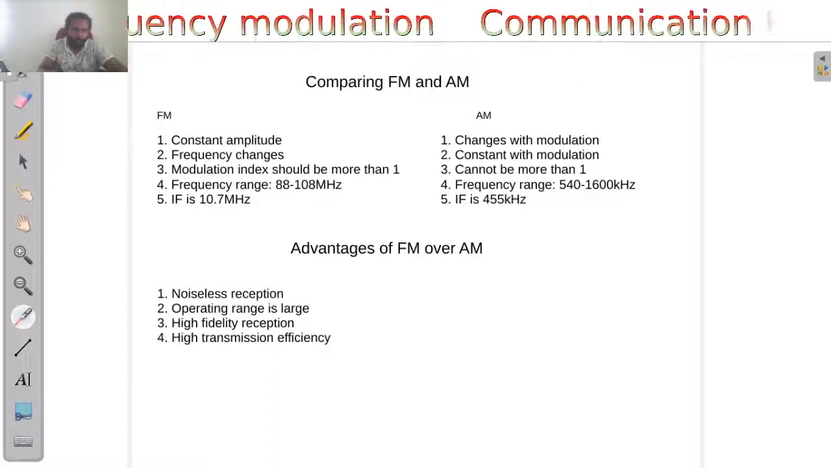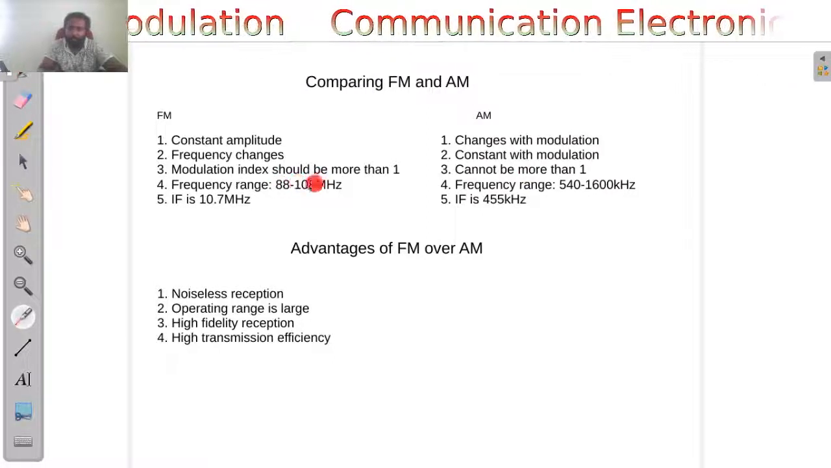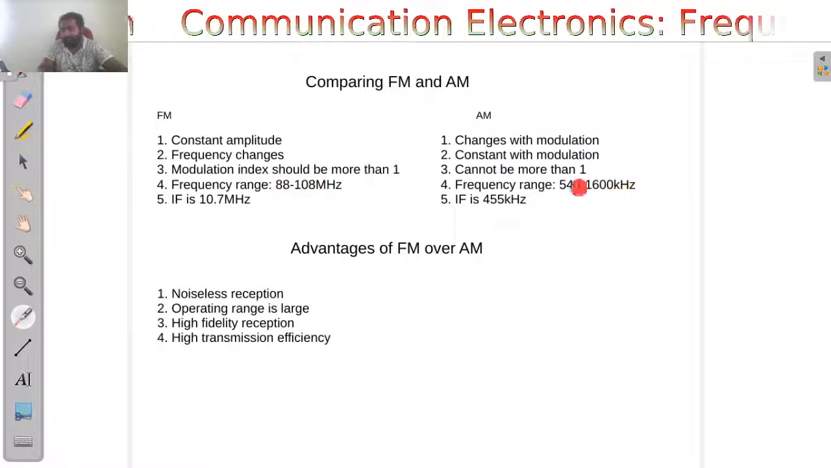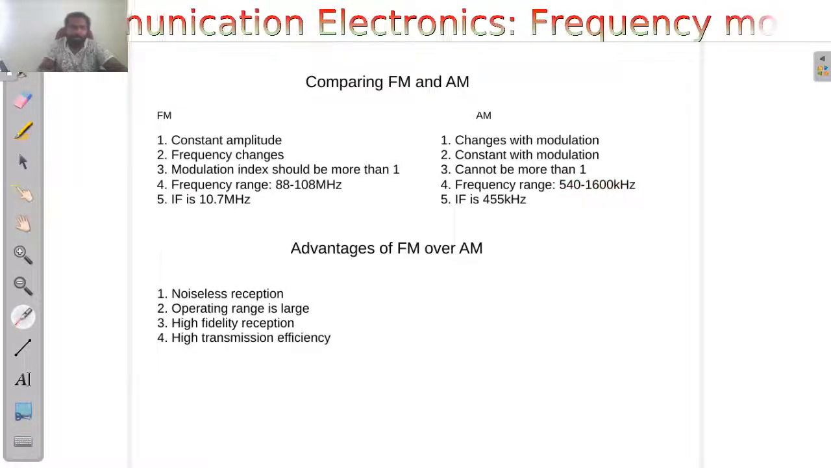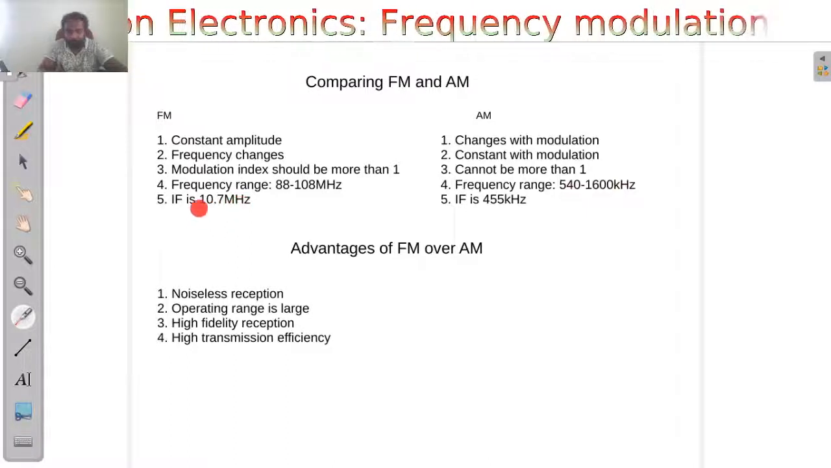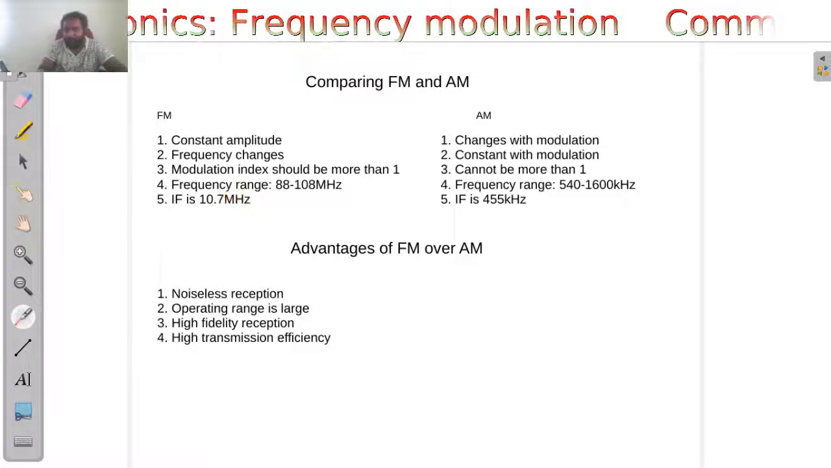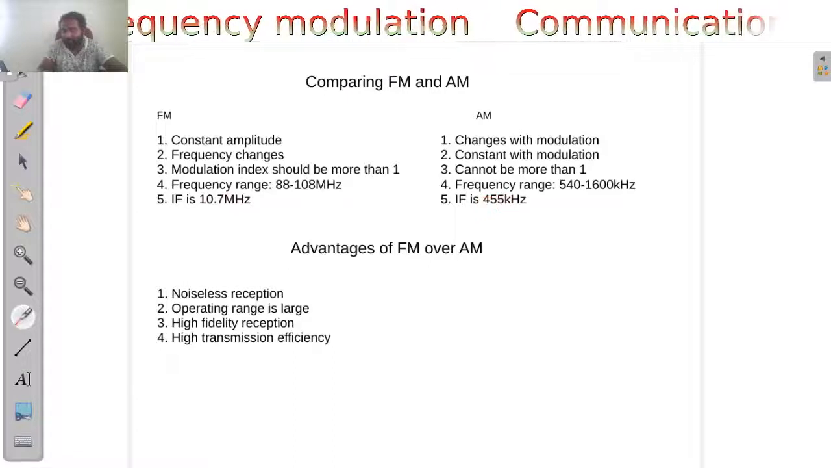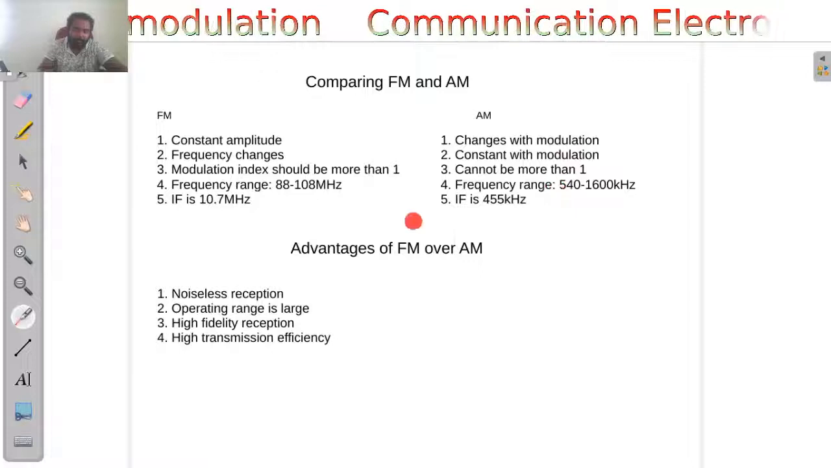The range used for transmission is from 88 to 108 megahertz in the case of frequency modulation, but the frequency range for AM is from 540 to 1600 kilohertz. Similarly, the intermediate frequency used in superheterodyne receivers made for FM is around 10.7 megahertz, but those made for AM have an intermediate frequency of 455 kilohertz. So these are the comparisons between FM and AM.